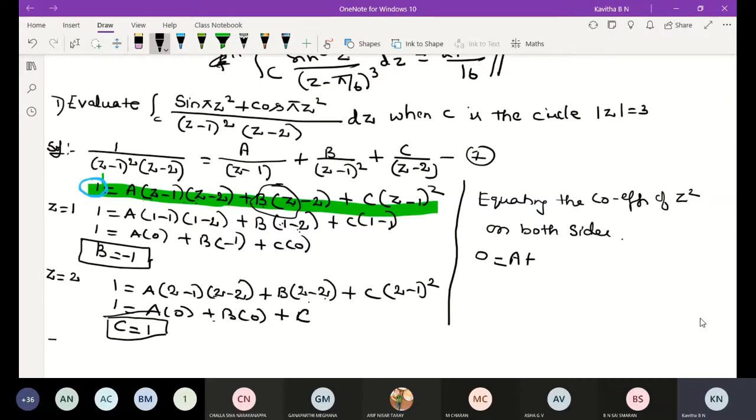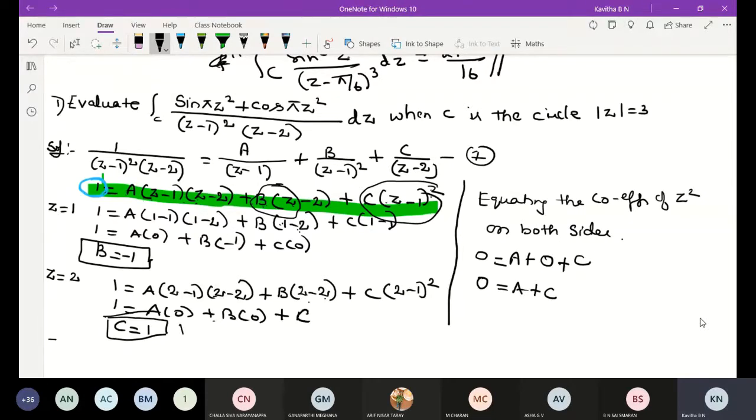Come to the third term: C into (z − 1)². The z² is there here, and the coefficient of z² is plus C. Okay, 0 is equal to A plus C.